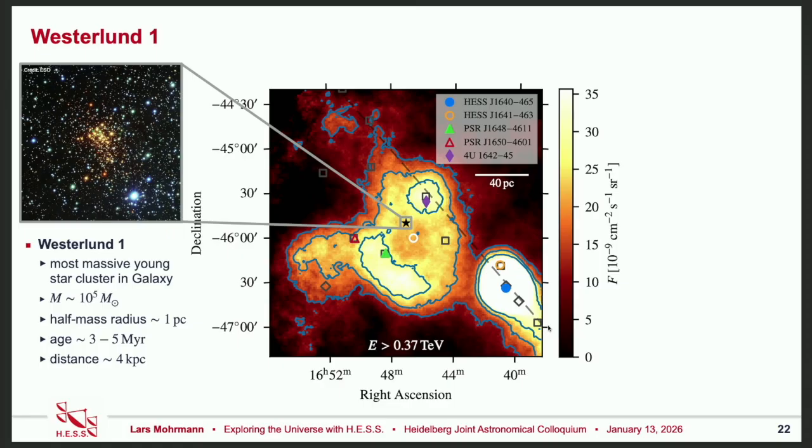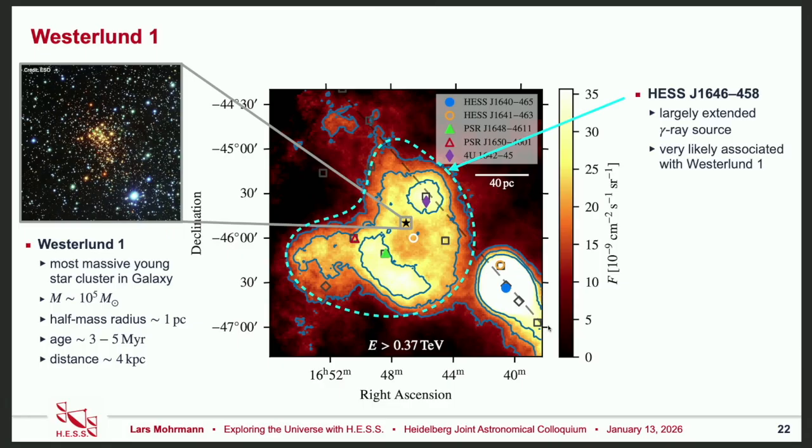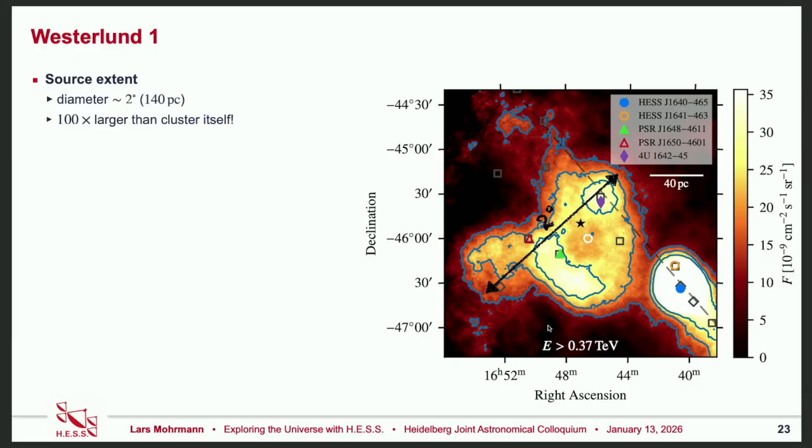And then what's shown here inside this dashed line is a gamma ray source. So this is a gamma ray flux map above energies of 0.37 TeV. And we call this source HESS J1646-458. And as you can see, it's very largely extended. Okay, it's very big, and we think, nevertheless, that it is associated with this star cluster. So let's have a look at this source in a bit more detail. It's very extended, about 140 parsecs or so across, so 100 times larger than the cluster itself.